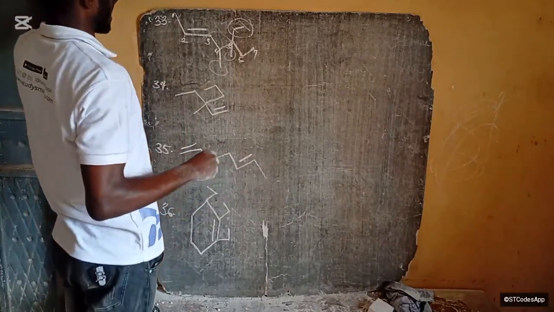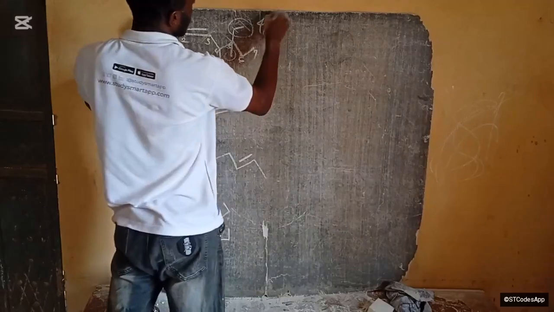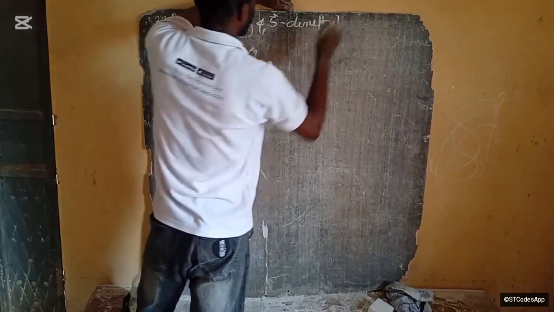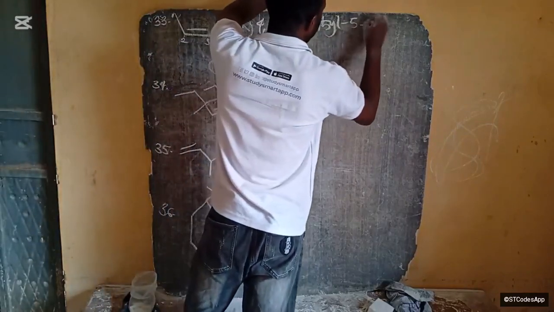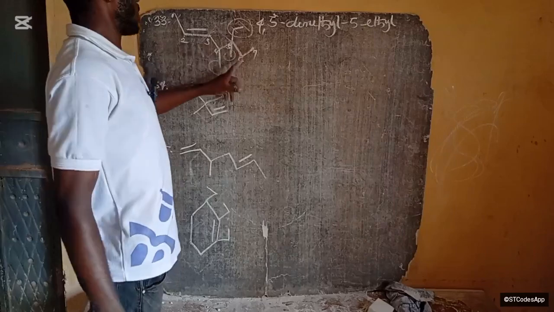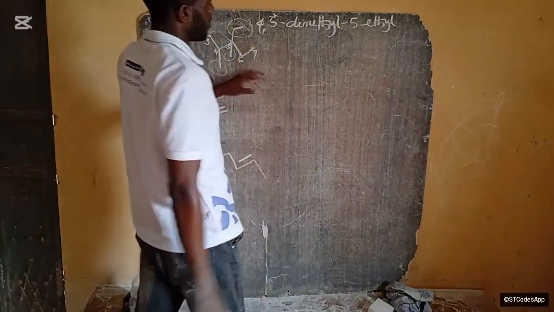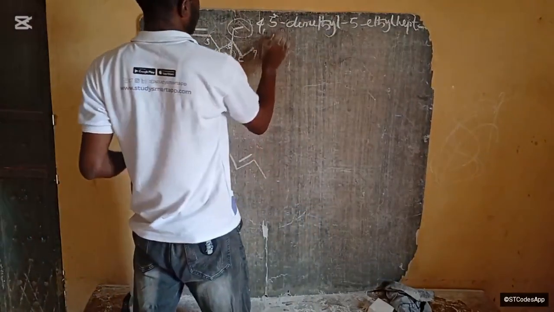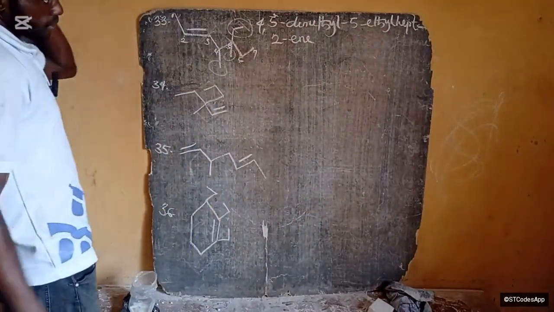So our methyl substituents are on carbon 4 and 5. So we have 4,5 dimethyl. Then 5 ethyl, then 7 carbons. That's going to be hept-2-ene. Okay? Alright. So that's the name of that molecule.